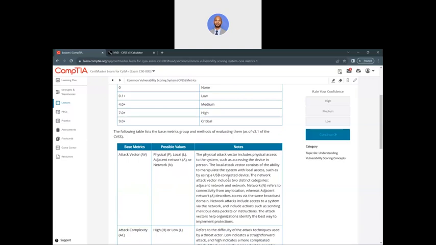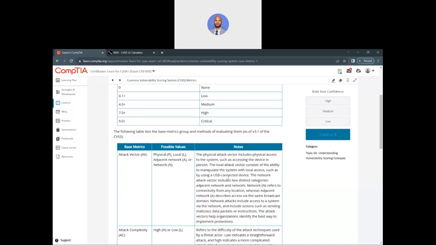So this is the important part. The base metrics group identified as of version 3.1 is what we're actually looking at right now. The base metrics are what is really most important. This is where you start, when you're identifying if the vulnerability is something that you want to take seriously. So your base metrics, the possible values of physical, local, adjacent network, or network. Physical may be putting in a USB, local means maybe within your organization, within your building.